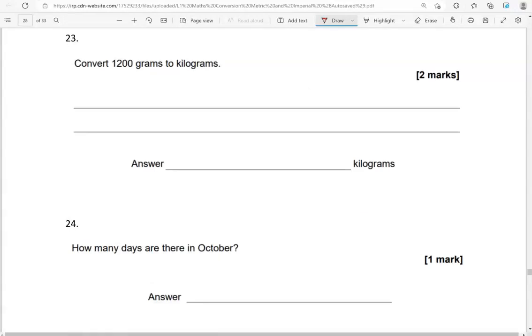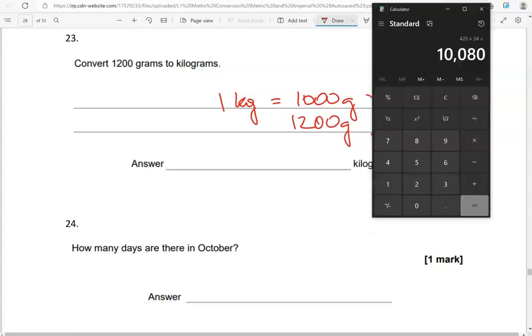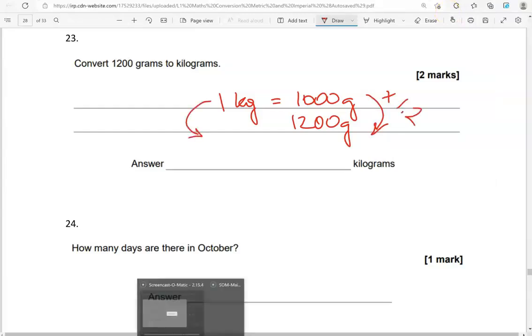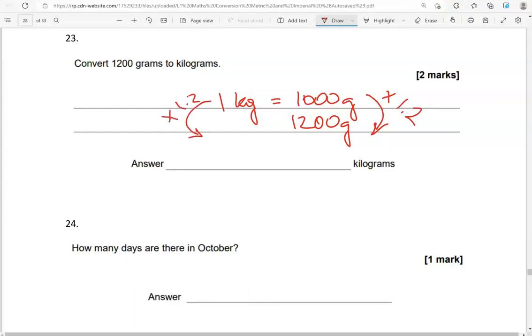Convert 1,200 grams to kilograms. So in 1 kilogram there are 1,000 grams. What about 1,200 grams? So what do we multiply 1,000 by to get 1,200? So we'll do 1,200 divided by 1,000, which is 1.2. So we'll do the same here. 1 times 1.2 gives us 1.2 kilograms.